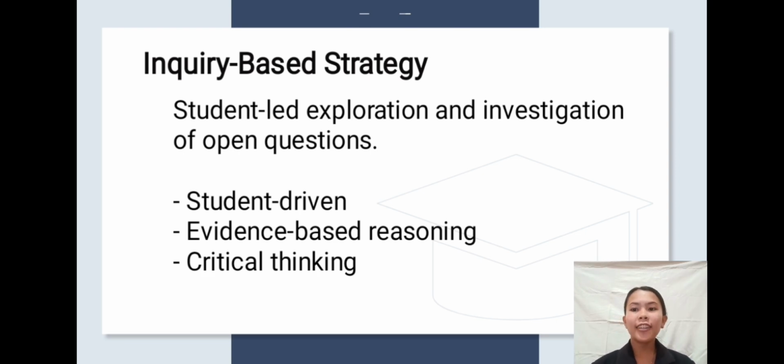So here are the key features of inquiry-based strategy. First is student-driven, evidence-based reasoning, and critical thinking.